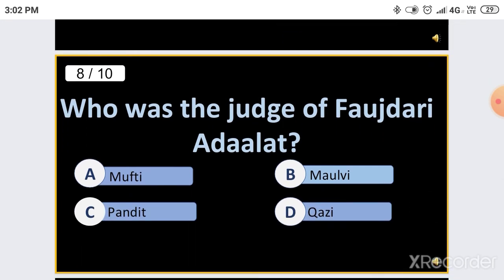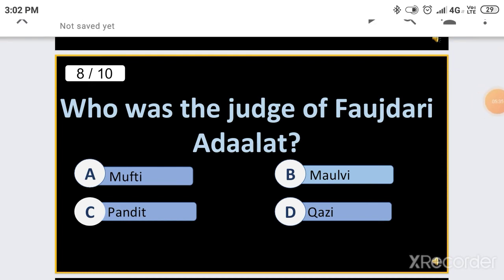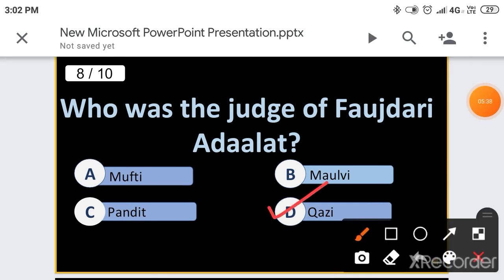Who was the judge of Faujdari Adalat? So there are 4 options: Mufti, Maulvi, Pandit, Qazi. Mufti was a set of juries, and a judge should be only one person. Okay, Maulvi, no. Pandit, no. It was a Muslim who was the judge of Faujdari Adalat, and that was Qazi. Okay, so this question ends here.